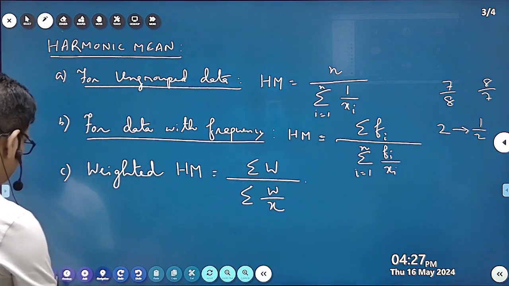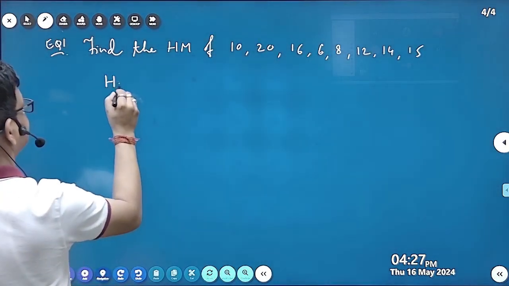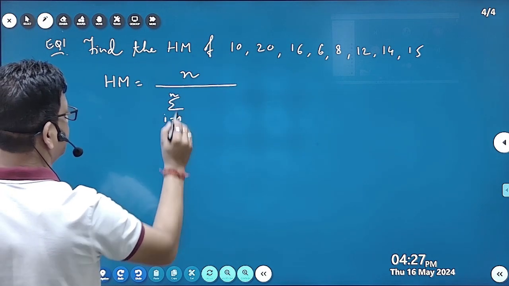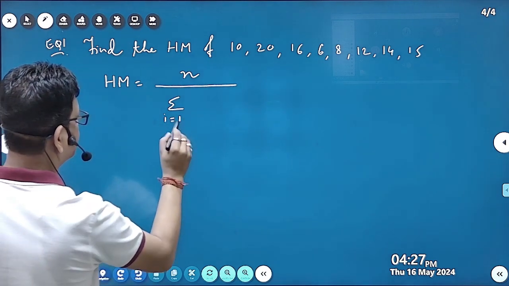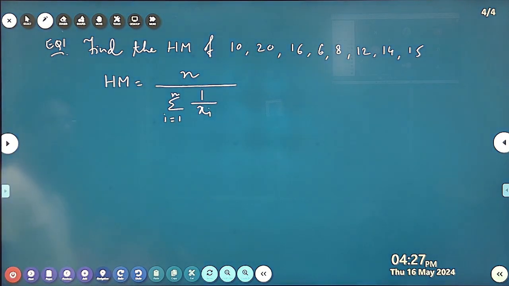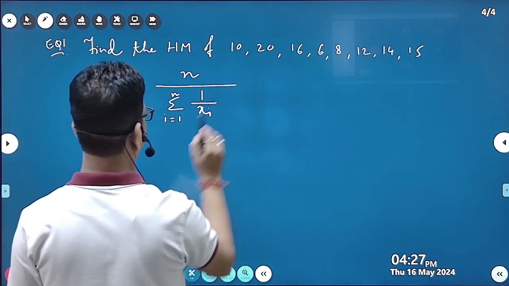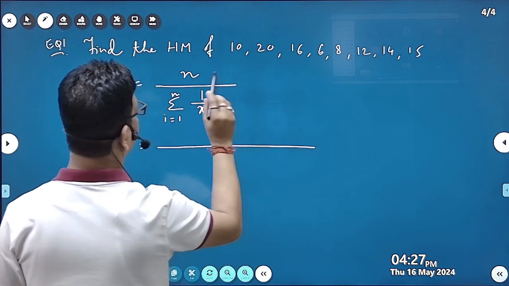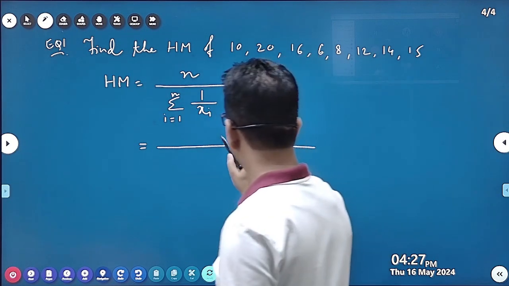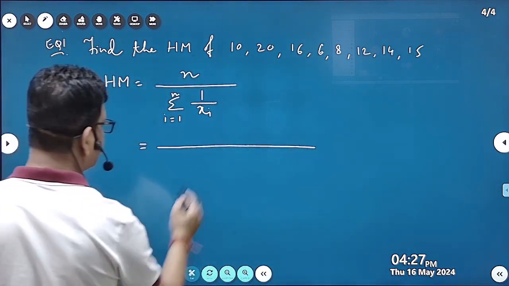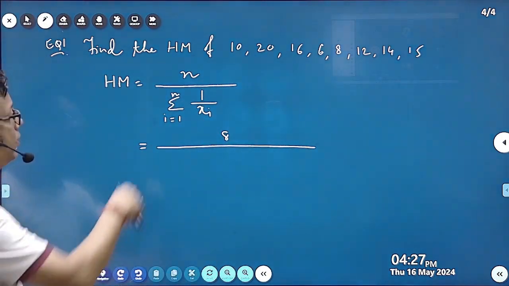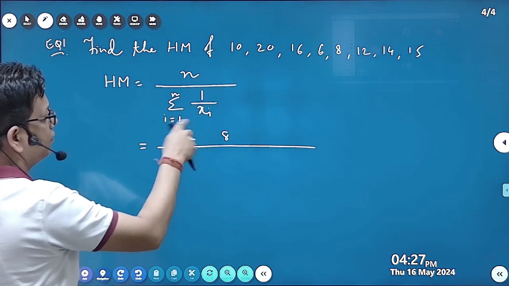But the calculation needs to be a little bit careful. So HM equals n divided by the summation of i equal to 1 to n, 1 by xi. Now let's do the calculation. N means how many numbers? 1, 2, 3, 4, 5, 6, 7, 8. Eight numbers are there, so N is 8. Now the summation of their reciprocals: 1 by x1, where x1 means the first number, 1 by x2, the second number.